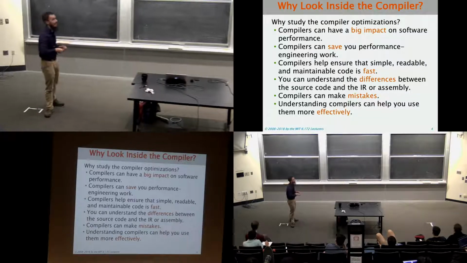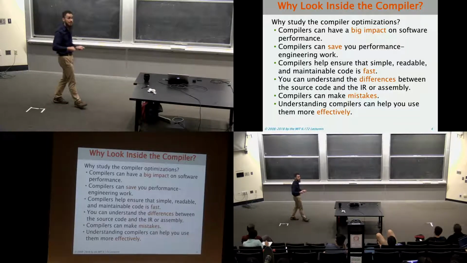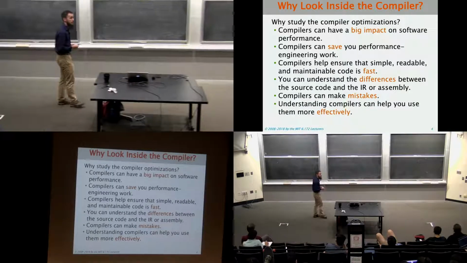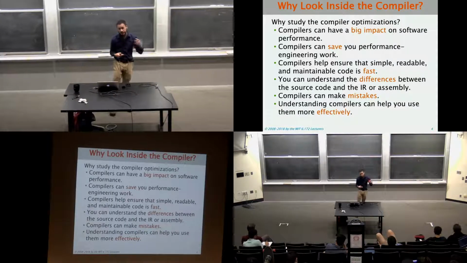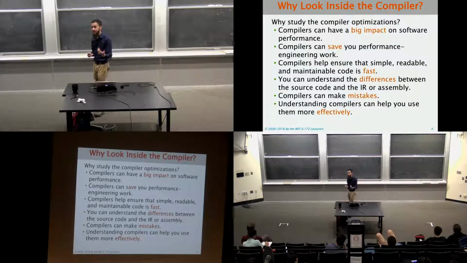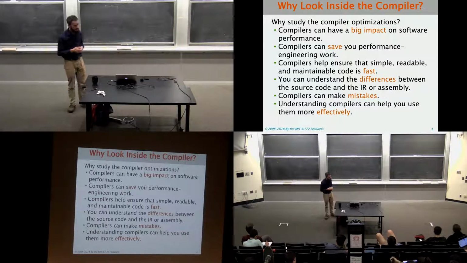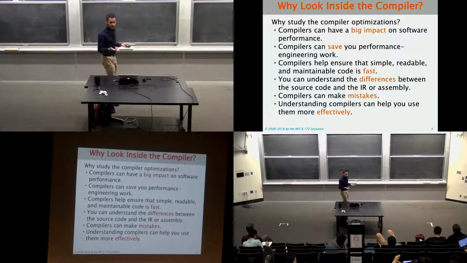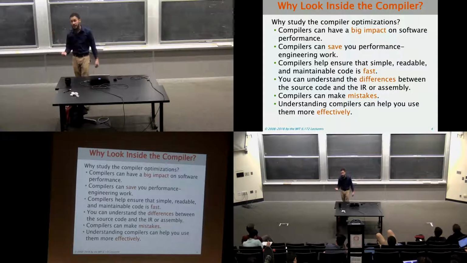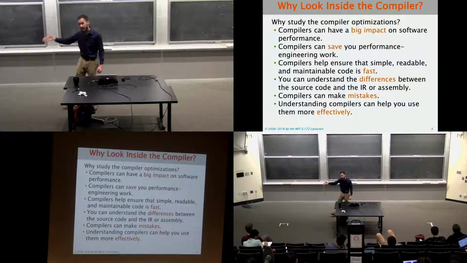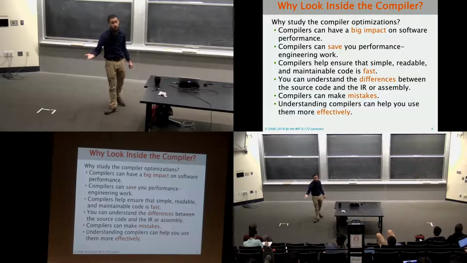As mentioned before, compilers can save you performance engineering work. If you understand that the compiler can do some optimization for you, then you don't have to do it yourself. And that means that you can continue writing simple and readable and maintainable code without sacrificing performance. You can also understand the differences between the source code and whatever you might see show up in either the LLVM IR or the assembly, if you have to look at the assembly language produced for your executable.